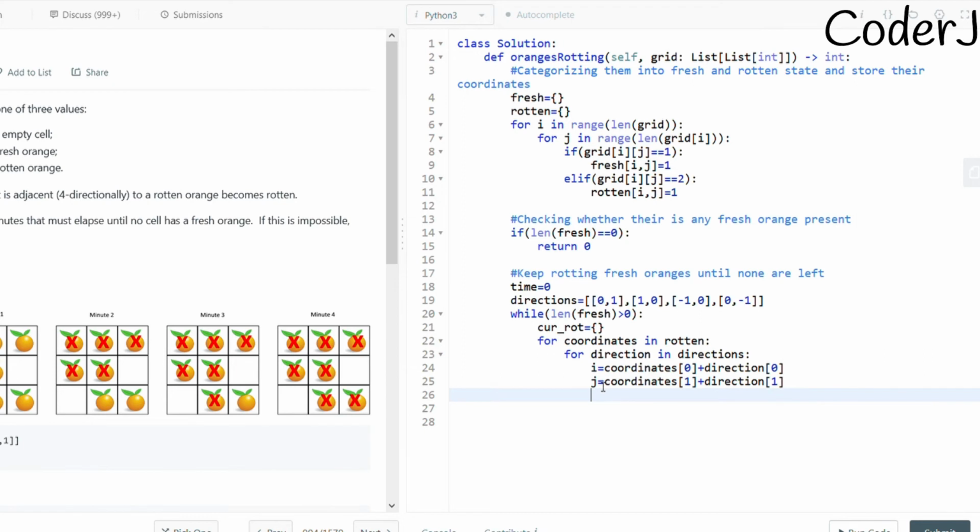Yeah, so now I have my new coordinates i and j, right? So I'll just check that now I have a new coordinate, that yes, this is the neighbor of a fresh orange.